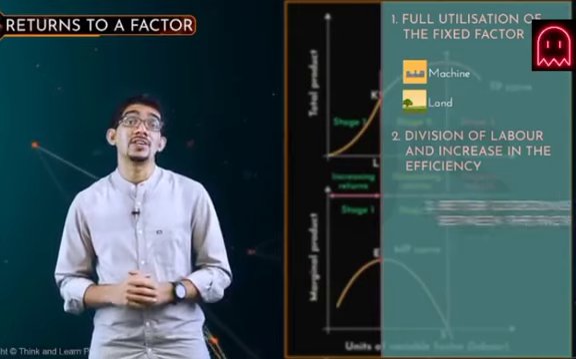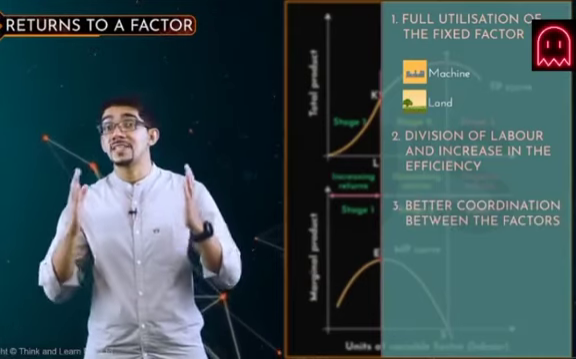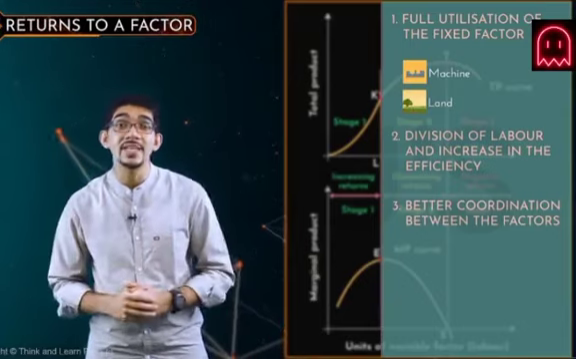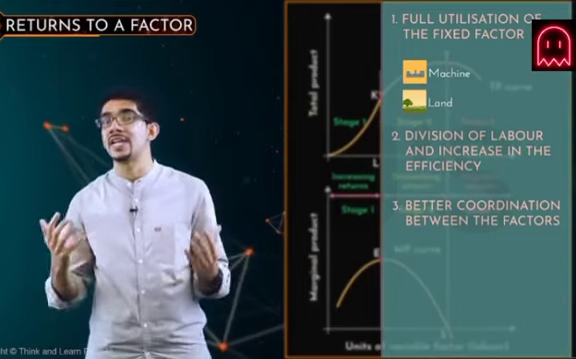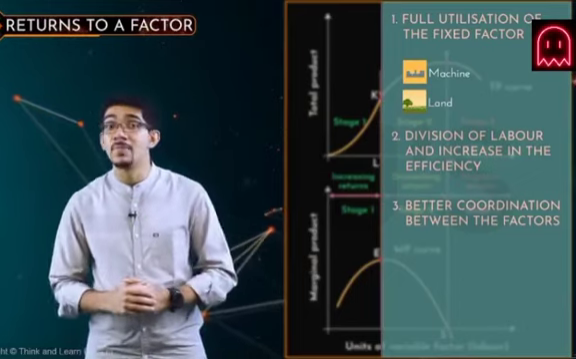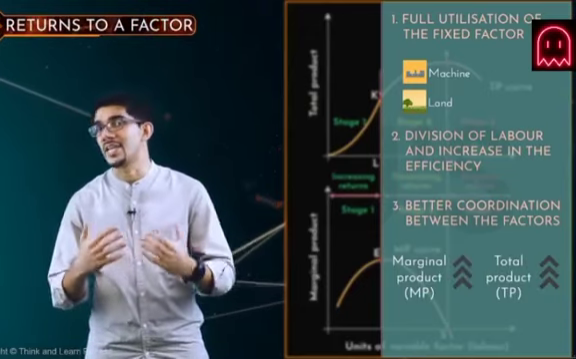Third is better coordination between the factors. So long as the fixed factor remains underutilized, additional application of the variable factor tends to improve the degree of coordination between the fixed and variable factors. As a result, marginal product increases and total product increases at an increasing rate.